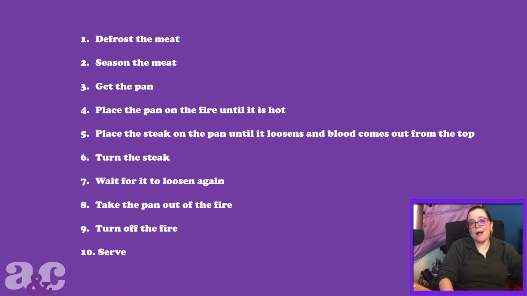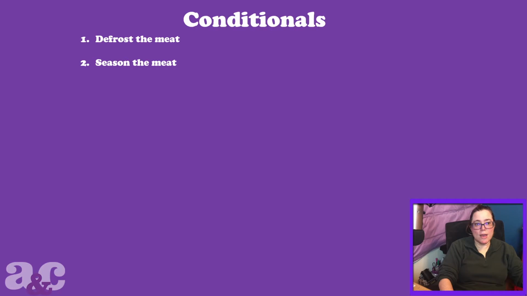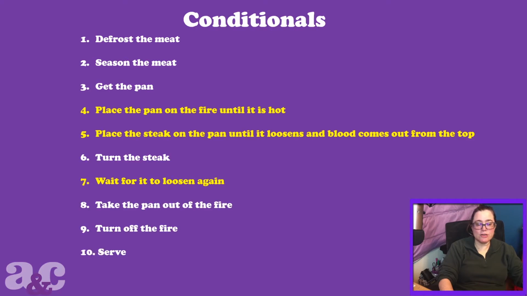So that's the algorithm of cooking a steak. And you can see here that you even have conditionals in this algorithm. You have to place the pan on the fire until the pan is hot. You have to place the steak on the pan until the steak loosens and the blood comes out. So that's an if else or a while, okay? Because until something happens, you have to do this.